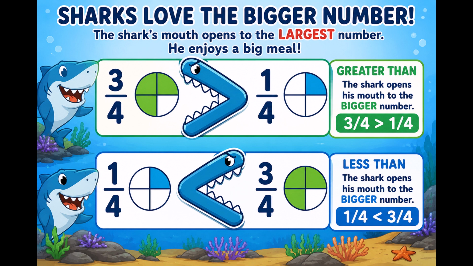Remember, whichever way the mouth opens, he wants the biggest number. So the shark opens his mouth to the bigger number. His teeth are ready to eat the biggest number. Let's remember that, okay? His mouth is ready to open up to the biggest number, and his teeth are ready to chomp it down.